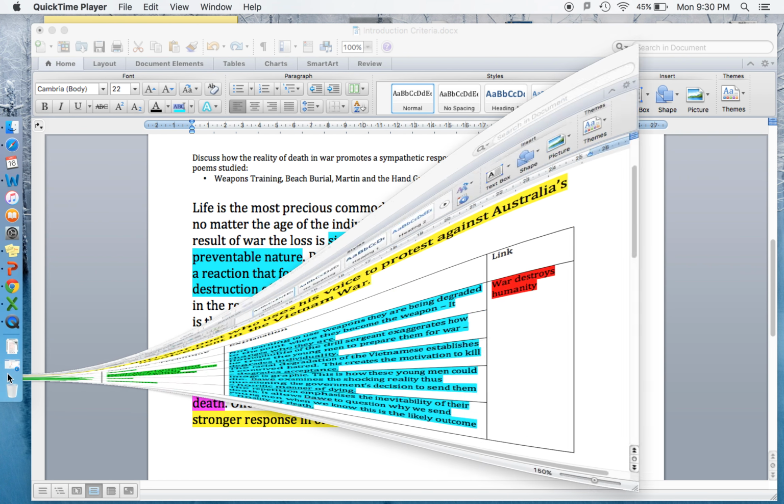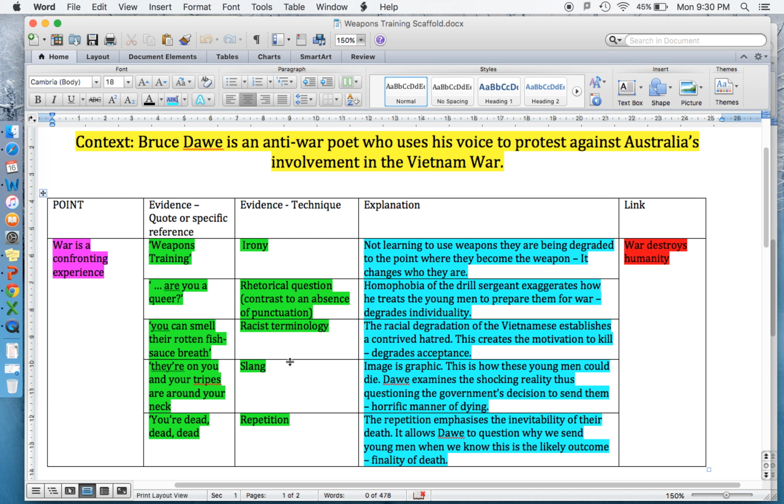And that makes us want to sort of go against the war. So I want to bring up this document that we worked on before, where we just took these notes on one of the poems, which is Weapons Training. And this is one that I'm doing. And I want to use it to talk about how you then write a developing paragraph. So the important thing is that whatever we set up in the introduction is sustained throughout our response.